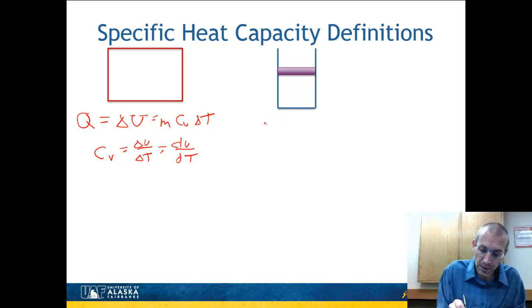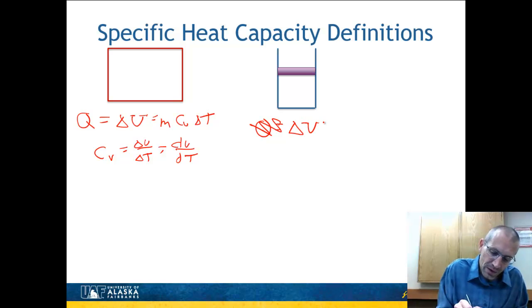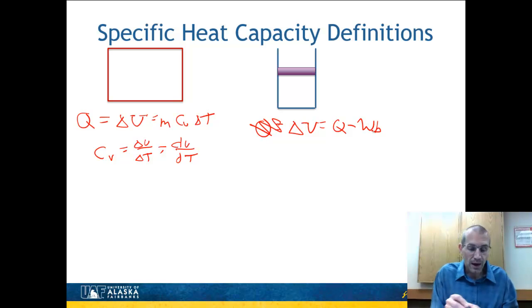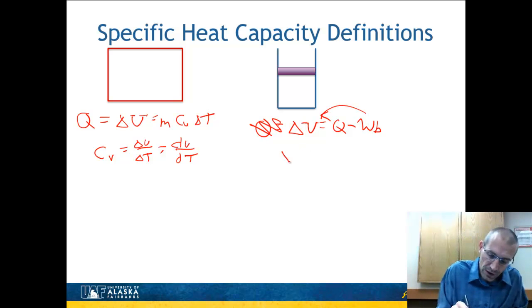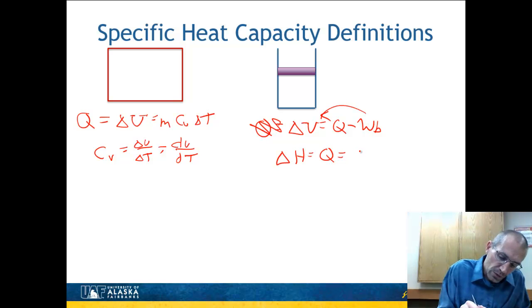Now, looking at the piston cylinder, we had delta U is equal to Q minus W_b. And at constant pressure, we can move the boundary work term into the internal energy, get delta H is equal to Q, which is equal to m CP delta T.